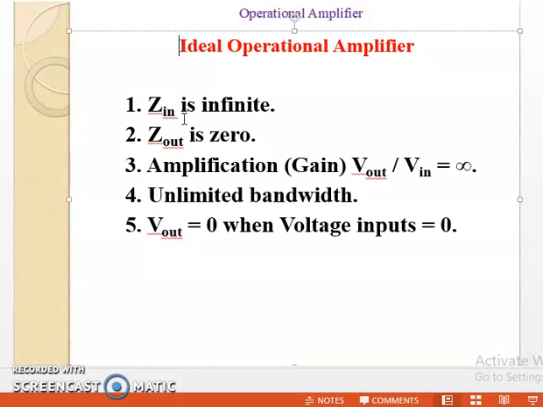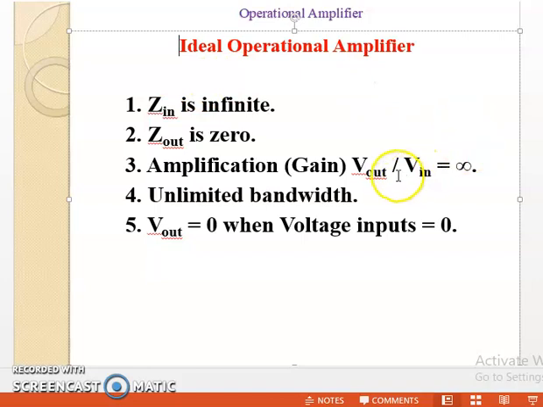In the same way, the second one is Z out. Z again is impedance, and out means output impedance. Output impedance is 0. Input impedance infinite, output impedance 0. And what about the gain of the amplifier? I mean the voltage gain of the operational amplifier.